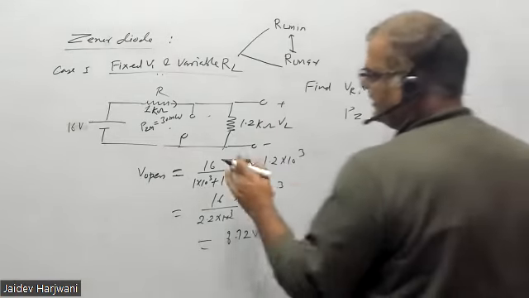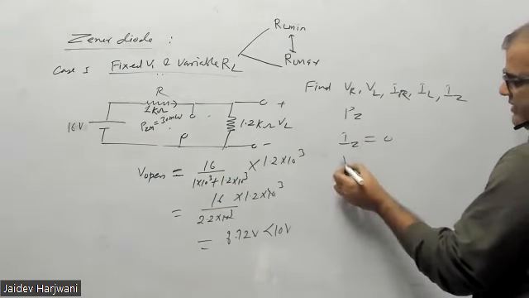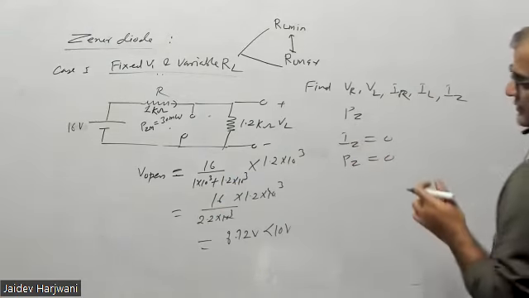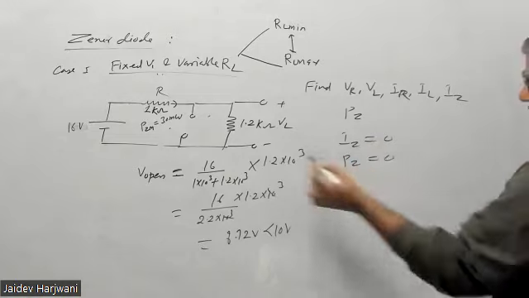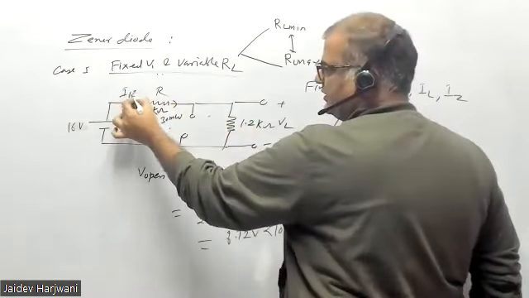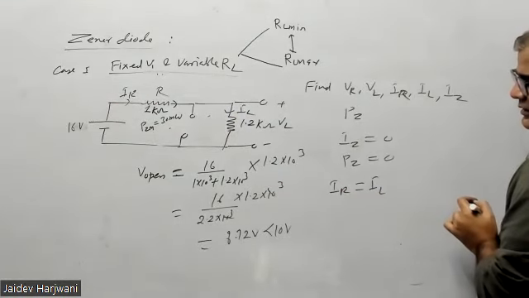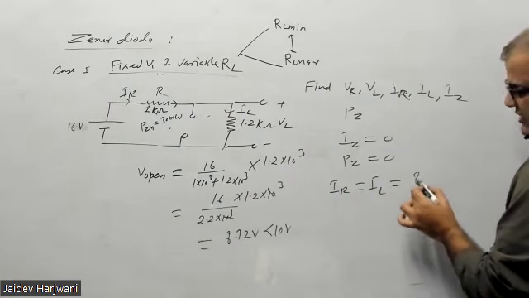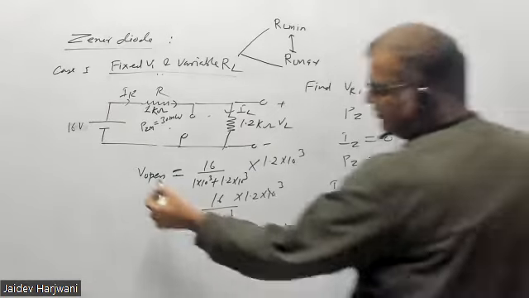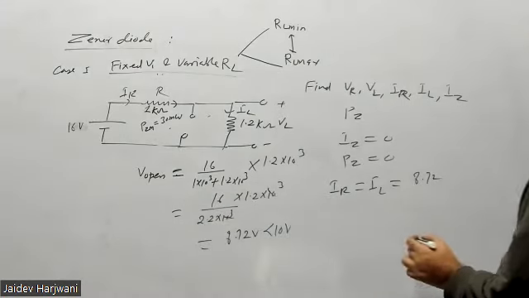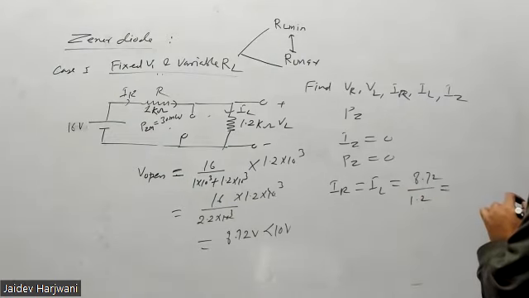Now you can calculate all these parameters. Of course IZ becomes 0, PZ becomes 0. And now you can find IR. The current coming through R will directly go here, so IR will become equal to IL. The open circuit voltage is 8.72 volt across this one, VL. V open is basically now VL in this case. And dividing this by 1.2 kilo ohm will give you the current value. Tell me how much is coming.